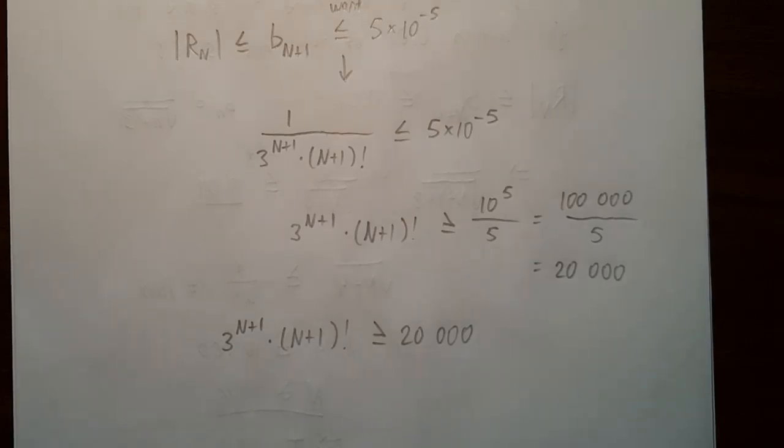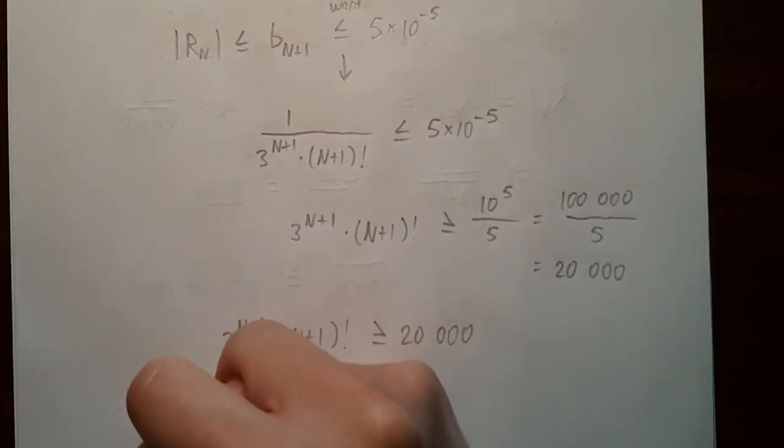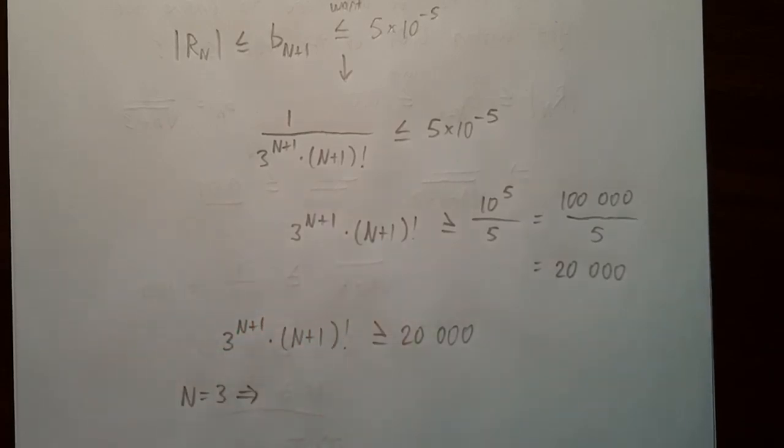Well, all right, so guess and check. Since these are such fast-growing functions, I'm just going to start pretty low. I don't know, maybe with n equals 3. Let's see what that does for us.